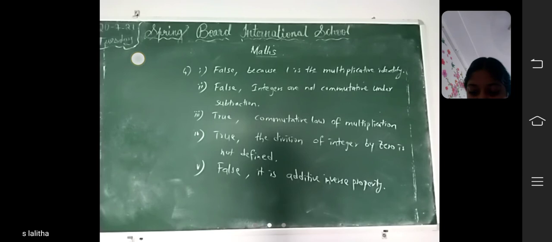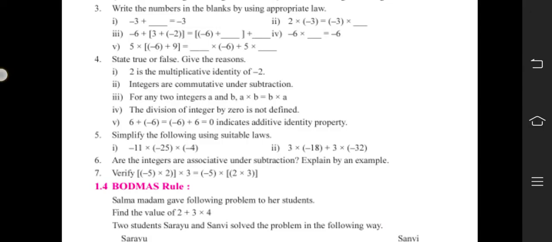Next question, see children, simplify the following using suitable laws. So you have to simplify that problem using laws. Which laws did we learn? Closure law, commutative law, associative law, identity law, inverse law, and distributive law. We learned these. Using those laws, you have to do this problem: minus 11 into minus 25 into minus 4.